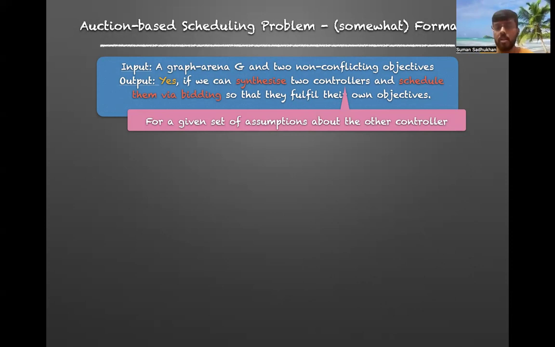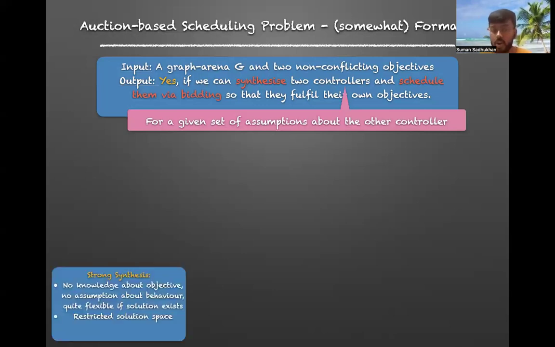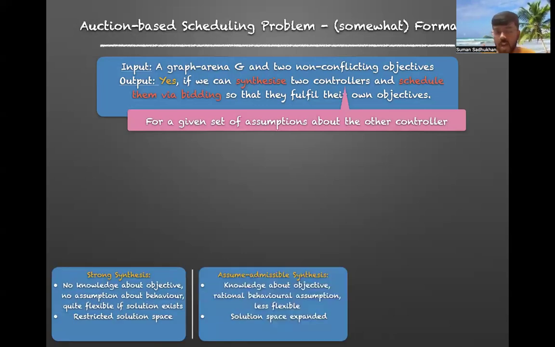So in these two examples, what I wanted to convey is that we are trying to study this problem where we are given a graph arena and two non-conflicting objectives, and we want to synthesize two controllers and schedule them via bidding so that they fulfill their own objectives. And if we fail to synthesize two independent controllers, we let them know some information, and we see whether it can be synthesized or not.